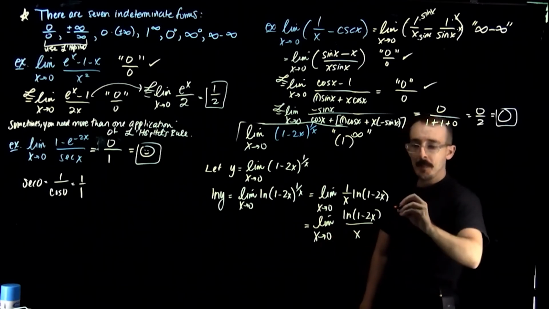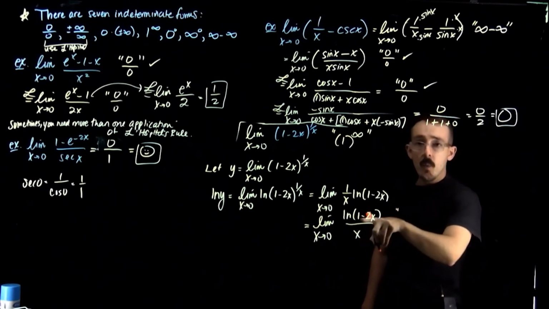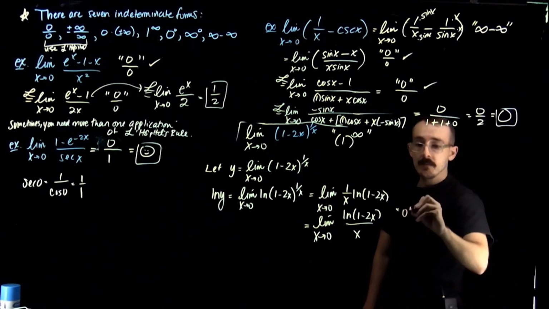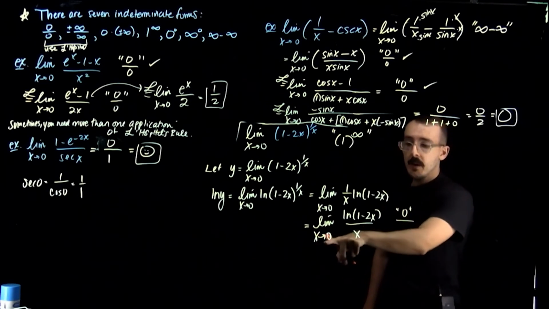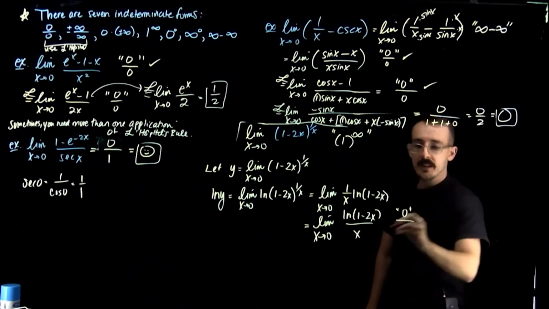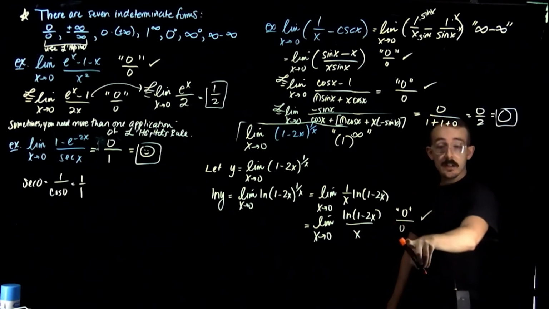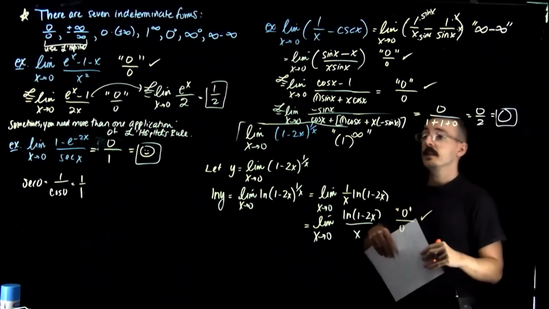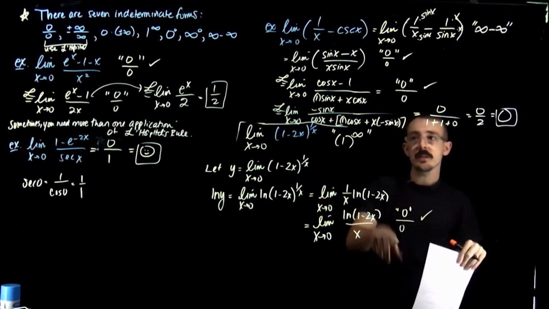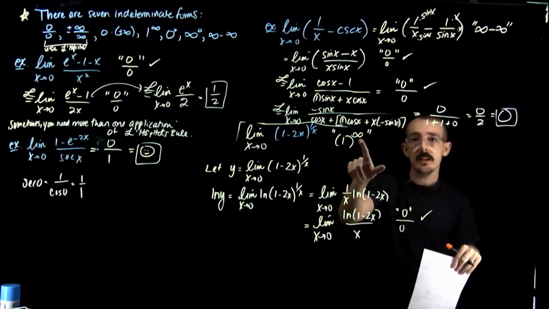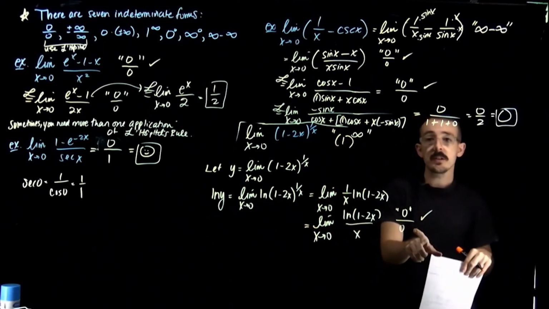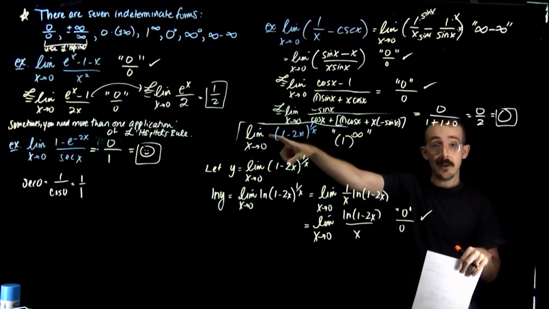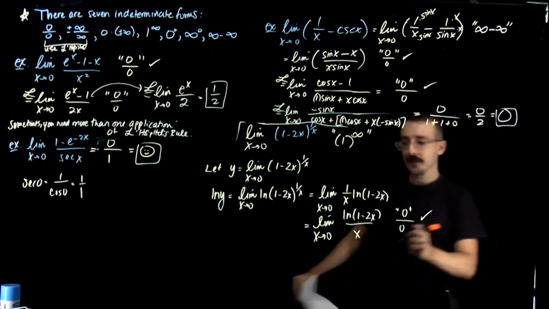So if you plug in 0, log of 1 is going to be 0. That's true for any log. If you plug in 1 into it, you get 0. Plug in 0 for x here, you get 0. This is good. So now I've turned it into 0 over 0. It was 1 to the infinity. A very common way to deal with that is you use this log technique, and you can turn it into 0 over 0, which is now ready to use L'Hopital's rule for.